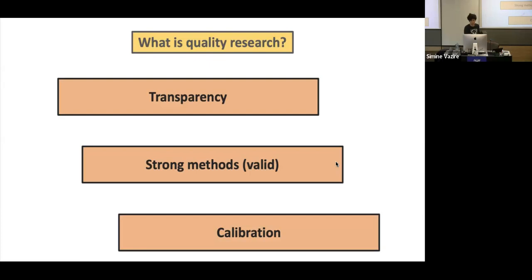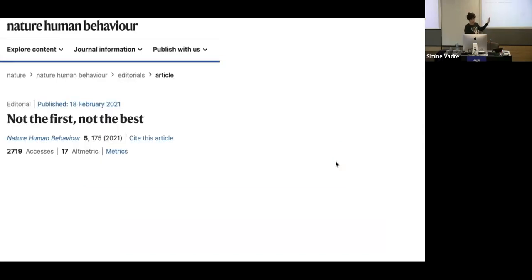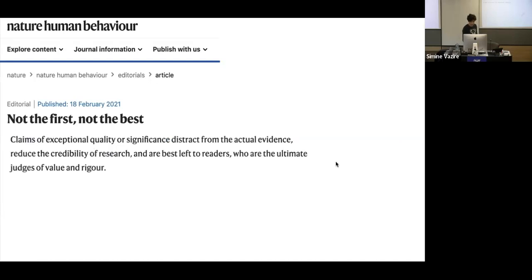So again, Nature Human Behavior, I should add, I'm not a huge fan of this journal for other reasons, but I do really like their editorial stances on these issues. They have another editorial published called Not the First, Not the Best, where they say that claims of exceptional quality or significance distract from the actual evidence. This is when authors make these claims themselves. It reduces the credibility of the research and is best left to readers, who are the ultimate judges of value and rigor. So don't tell us that this is super important, it's going to change the world. Let the readers evaluate that for themselves.